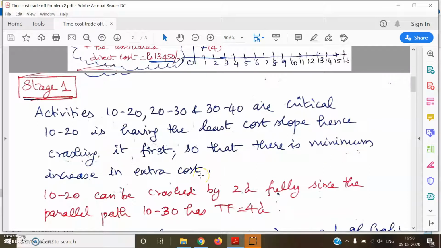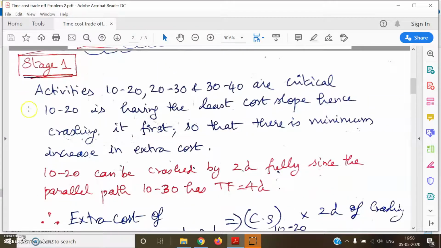cost. Every time you crash an activity, the same work only is going to be done, but the time of completion of the work is reduced by deploying more resources. Therefore, there is an increase in cost. So that increase in cost should be as minimum as possible. For that only we are doing this. Which of the critical activity, if crashed first, will give a minimum increase in cost? As per our calculation of cost slope, we find that 10:20 is having the least cost slope, and therefore we will go for crashing it first.